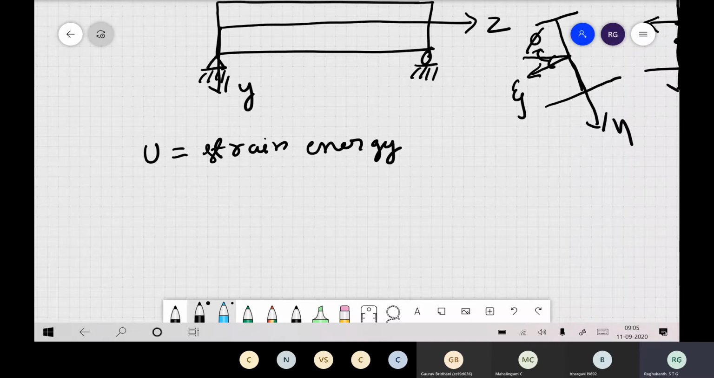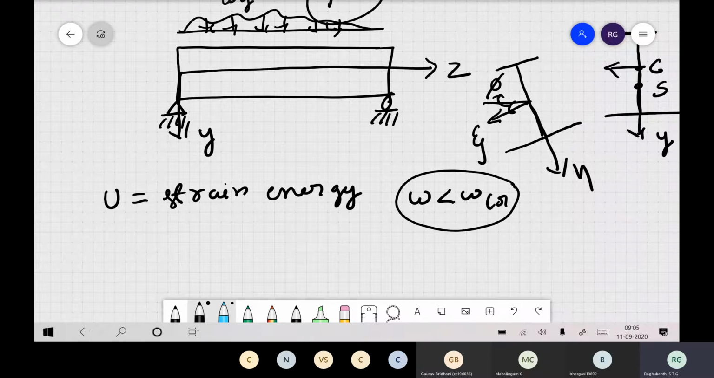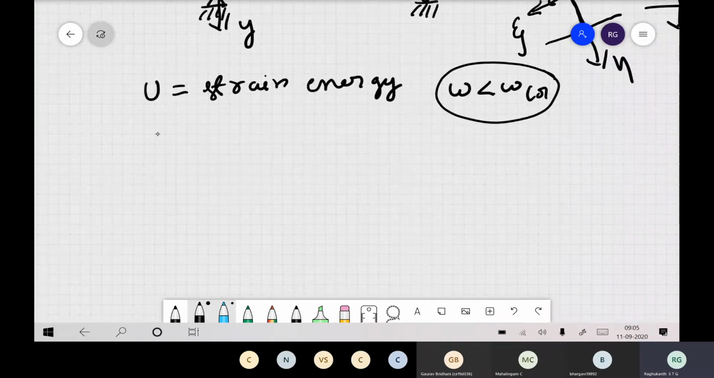What we said was, when the load W is less than W_cr, the critical buckling load, the beam will be in the bending mode only; there is no buckling mode. But when W is equal to W_cr, during the transition, the beam starts lateral torsion buckling. So we have ignored the bending energy. I think in our last class we already wrote this.